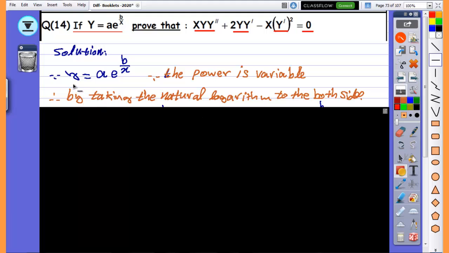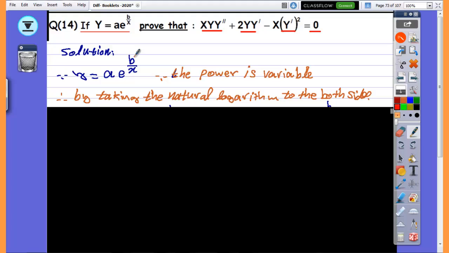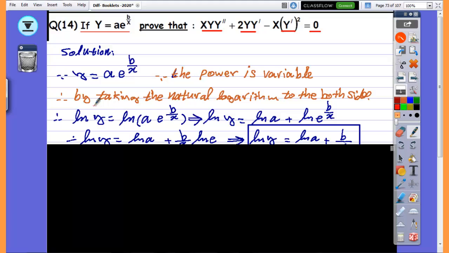Now we have y equals a multiply e power b over x. Notice that the power here is variable. The power is b over x. It is variable, so we must take the natural logarithm to both sides. So by taking the natural logarithm to both sides, what we get? ln y equals ln a multiply e power b over x.